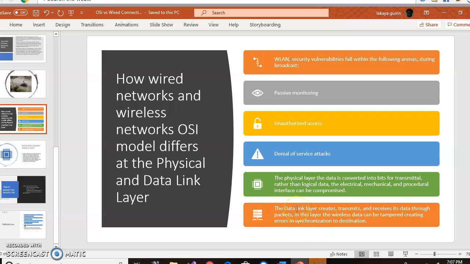With the physical layer, the vulnerabilities are in the physical layer and the data link layer. With the physical layer, the data is converted into bits, not logical data. So the procedural interfaces can be compromised. With the data link layer, it creates and transmits packets. So we want to make sure that the packets are not tampered and there are no errors in synchronization to the destinations.